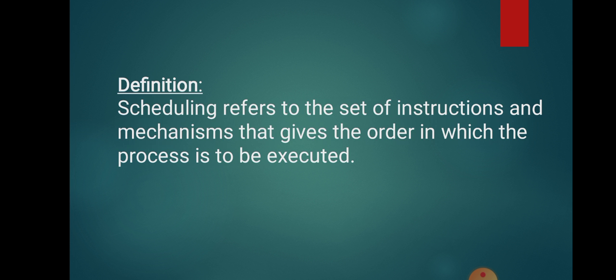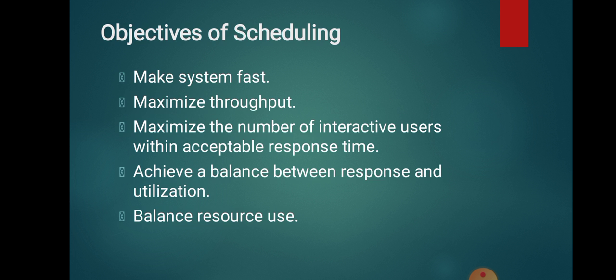Now, what are the objectives of scheduling? After scheduling the processes, we have already defined which process is going to work first and which will run second. If you do this in advance, it is going to make the system fast. The second objective is to maximize throughput. Maximizing throughput means calculating how much of the processes have been executed in a certain unit of time.